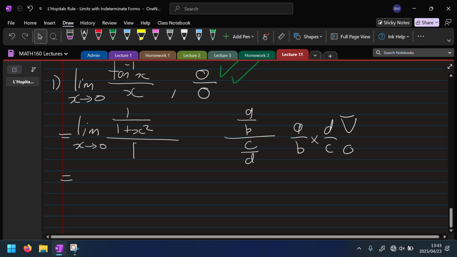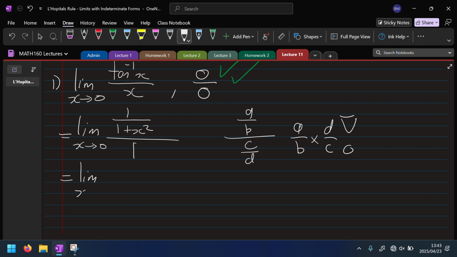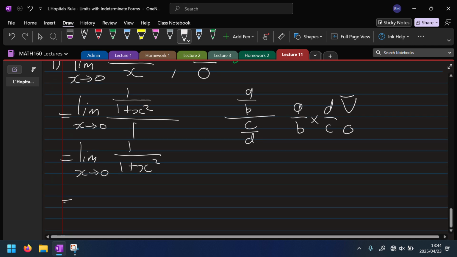Here it's not so bad because we're just dividing by 1, so that's fine. So that is the limit as x goes to 0 of 1 over 1 plus x squared. Here we don't have to worry about anything. If x is 0, it's just 1 over 1, so it's 1. Easy stuff.